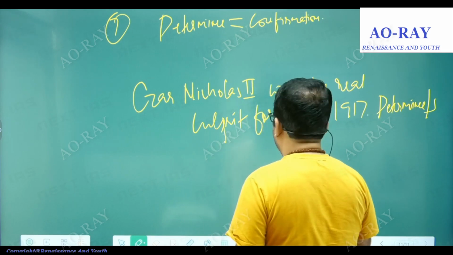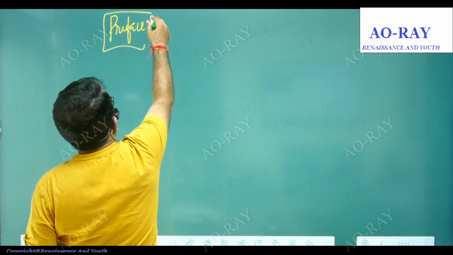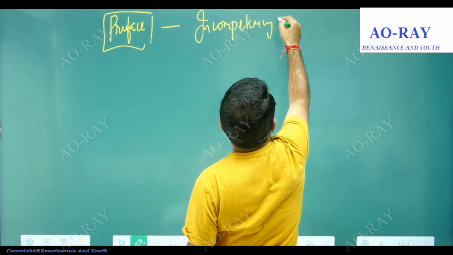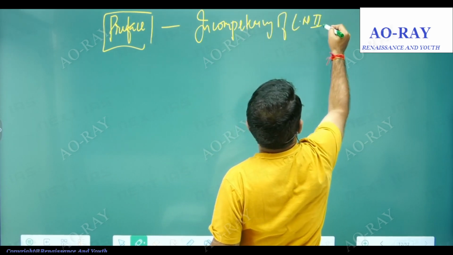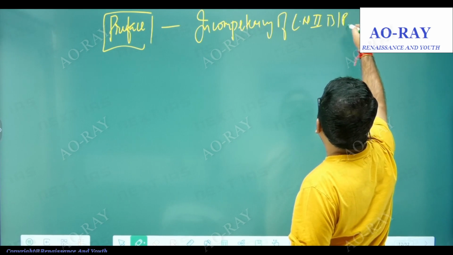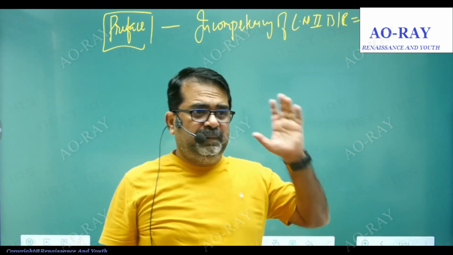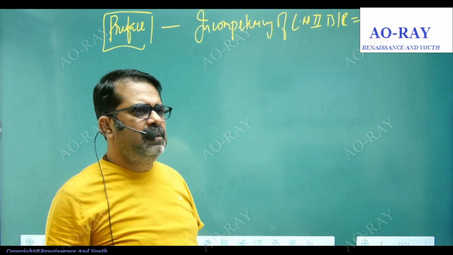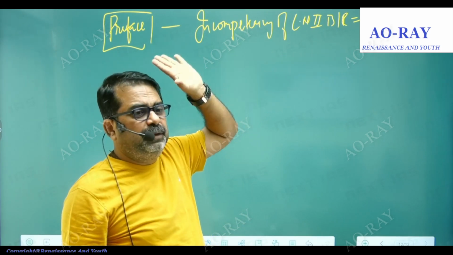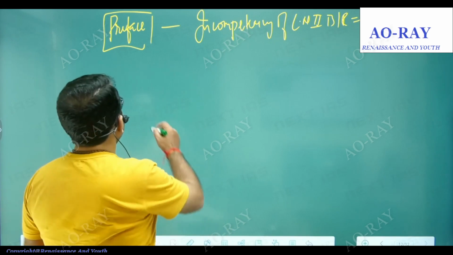Now, preface. Incompetency of Tsar Nicholas II is responsible for the Russian Revolution. Not only responsible, is responsible. Preface, introduction. Don't write only responsible, write is. Explanation.